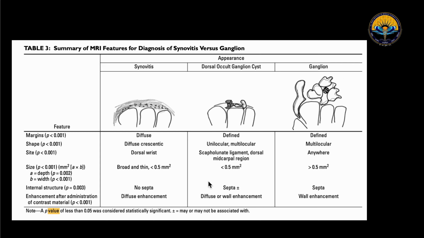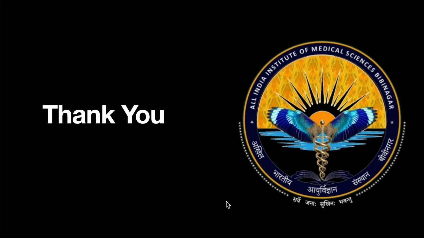Size was also very important in differentiating all of them. Internal structure was also very important. We could see that in synovitis there are no septa seen. However, in ganglion cyst we can find septa, and as I told, in this patient also, septa were seen within it. Coming to the last point, enhancement after administration of contrast material, in synovitis we have a diffuse enhancement, whereas in ganglion cyst we have a wall enhancement, while a dorsal occult ganglion cyst can have a diffuse or a wall enhancement. So these were the features which I wanted to talk about regarding a ganglion cyst. Thank you very much.